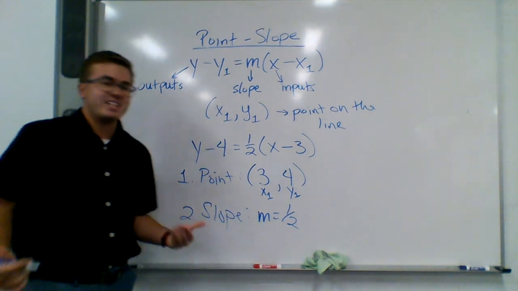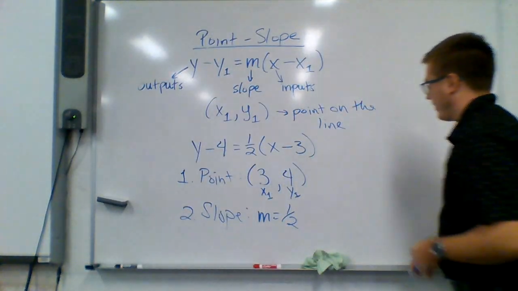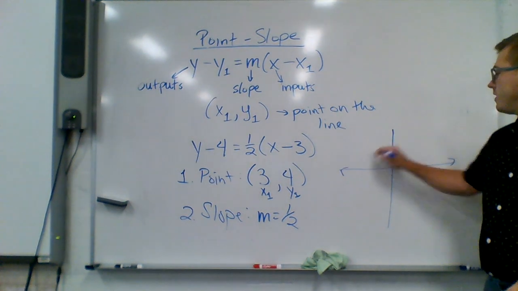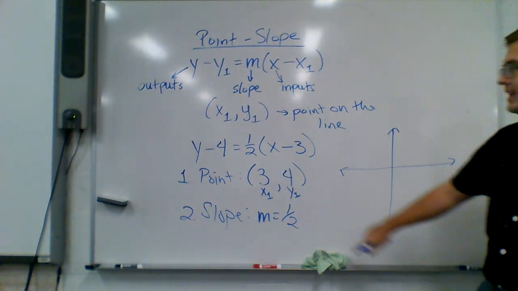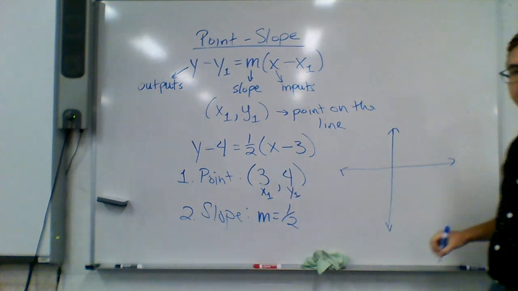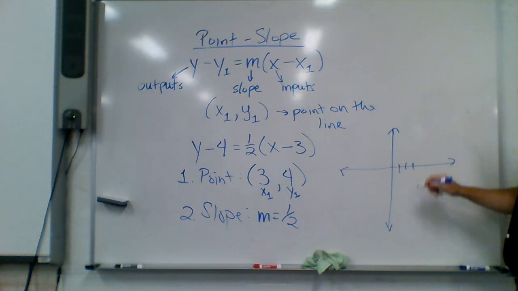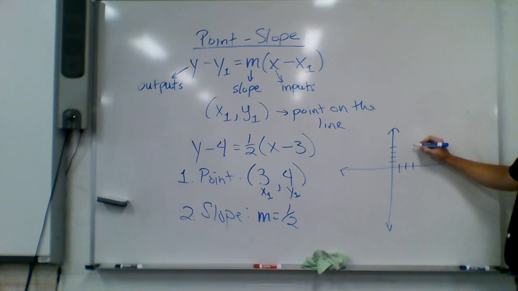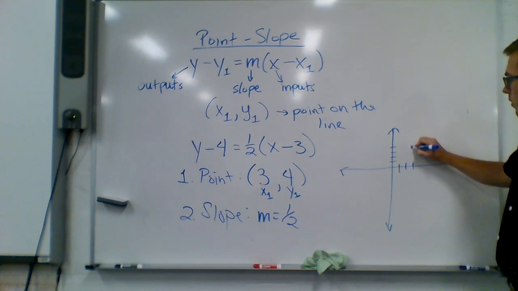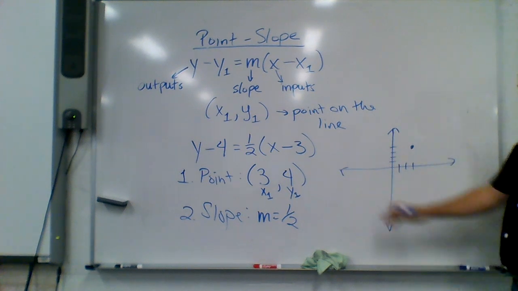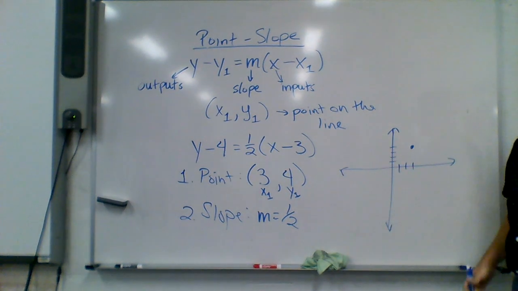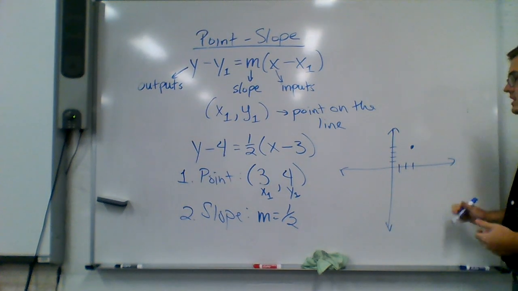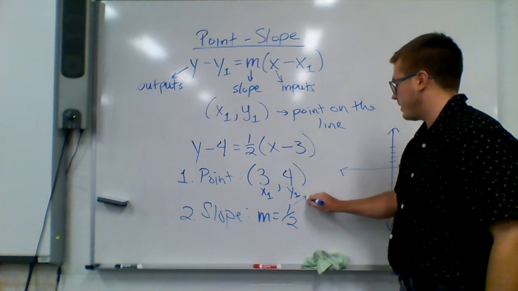So then if we looked at that on a graph, if I draw a quick sketch of the graph over here, I know that it's got the point (3, 4). So I'm going to go over 1, 2, 3 in the x direction, 1, 2, 3, 4 in the y direction, and I know that I have a point right there. That's the point that they give us that is on the line. Then I can use my slope to find other points. My rise is 1.